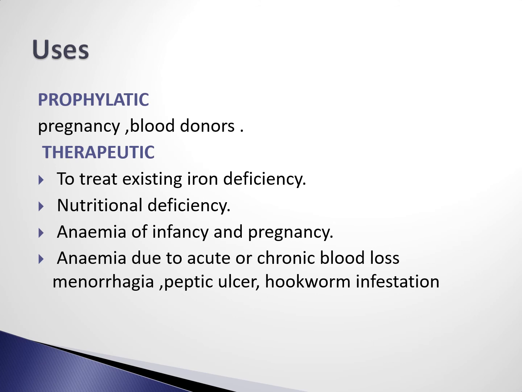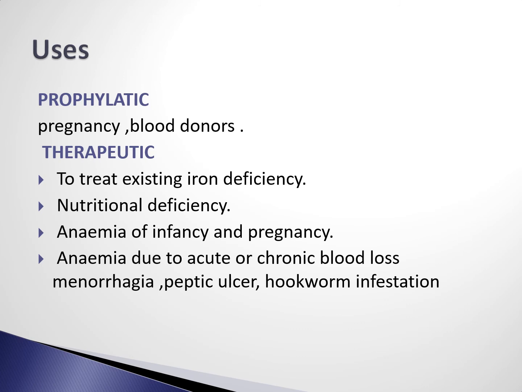Now, uses of iron: naturally in iron deficiency anemia, but you also have prophylactic use of iron, that is in pregnancy and in blood donors. Because in pregnancy the demand for iron is increased, so prophylactically you give iron in these patients. Or the people who donate blood, even in them you need to give a prophylactic dose of iron. Therapeutic use is treatment of iron deficiency.